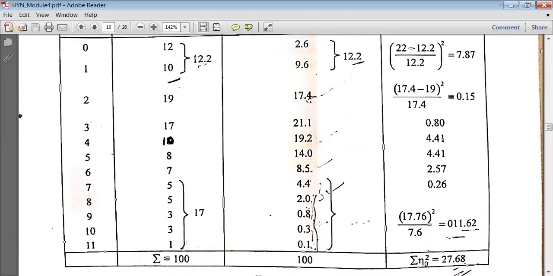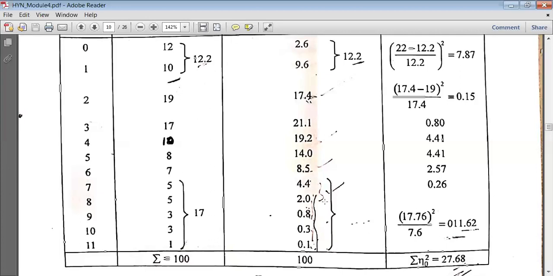So what I will do, I have to backtrack. That means I will add this 0.1 to 0.3. So 0.1 plus 0.3, I will get 0.4. 0.4 plus 0.8, I will get 1.2. 1.2 plus 2, I'll get 3.2. Then add it with 4.4, right? So then the combined value of these 5 values will give you a number which is greater than or equal to 5. So 4.4 plus 2.0, you will get 6.4. 6.4 plus 0.8, you will get 7.2. 7.2 plus 0.3 is 7.5, again plus 0.1 is 7.6. So all these values you have to merge and then you will accept it.